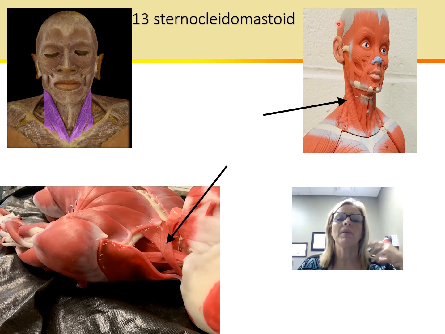These are strap-like muscles. Again, sterno is because of sternum, cleido is clavicle, and mastoid is going to be the mastoid process. The origin is going to be the manubrium and the medial clavicle, so the middle of the clavicle. The insertion is going to be the mastoid process of the temporal bone.